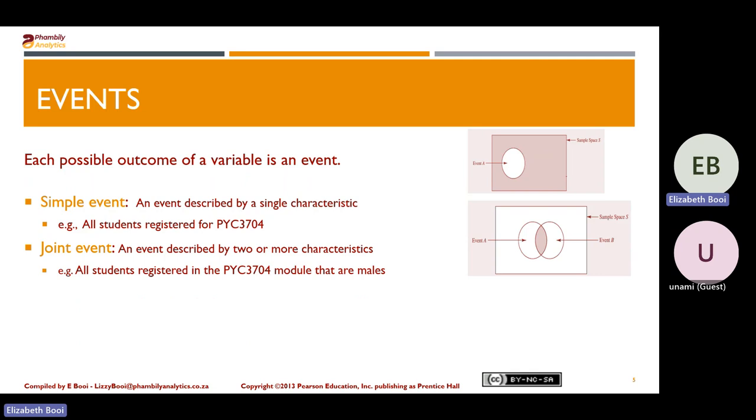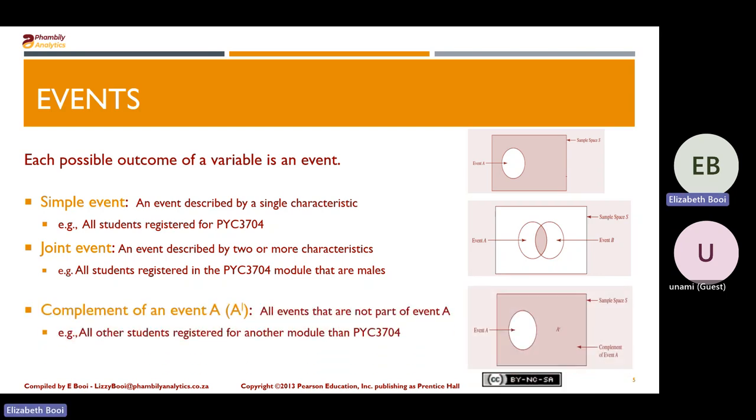We also have joint events where things happen together. So for example, when you have two characteristics that define that. So a person who registered in PSYC3704 and is a male or a female. Those are two events coming from two different characteristics. One is the module and the other is the gender. Both of them happening at the same time. Those we call joint events, and they are represented by an AND to combine the two events.